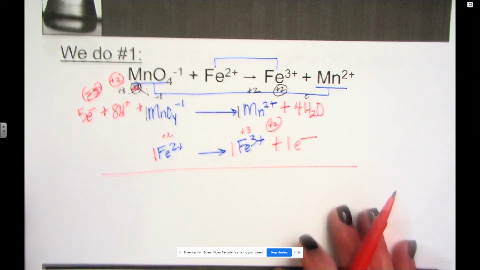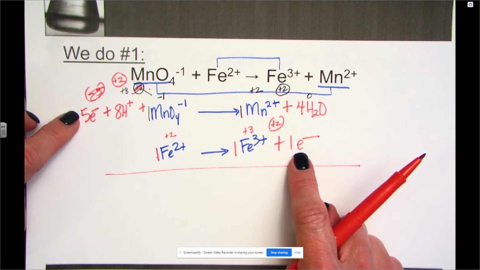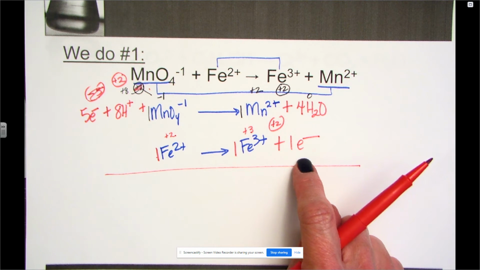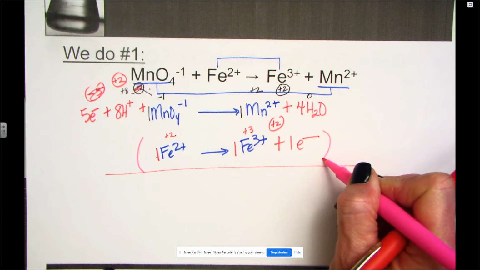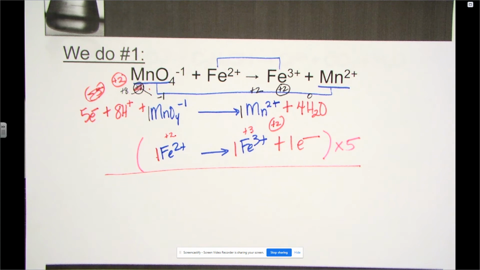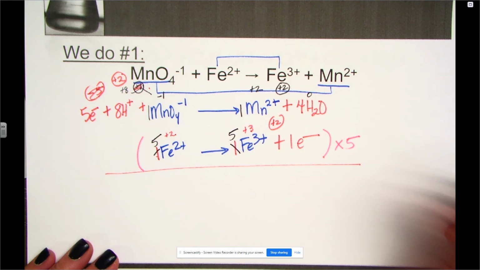But before you add them together, you have to remember those electrons have to cancel. They cannot show up in your overall final answer. So this has 5 electrons and this has 1. So in order to get my electrons to cancel, I'm going to multiply this entire half reaction by 5. So that's going to give me 5 iron 2s, 5 iron 3s, and 5 electrons.